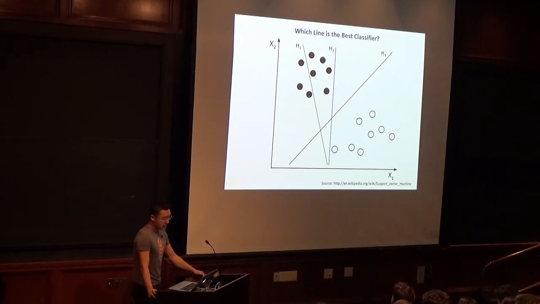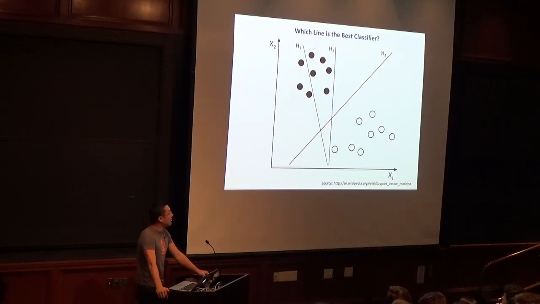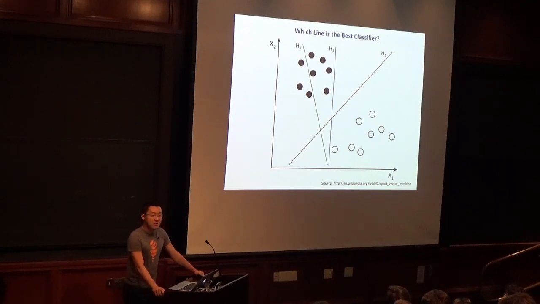So here is a separable classification problem, again in 2 dimensions, where we have 2 labels, the black labels and the white labels. One of them is positive, one of them is negative, doesn't matter which one. And between H1, H2 and H3, it's clear that H1 is not a good classifier because it doesn't have 100% accuracy. It gets some of the examples wrong.